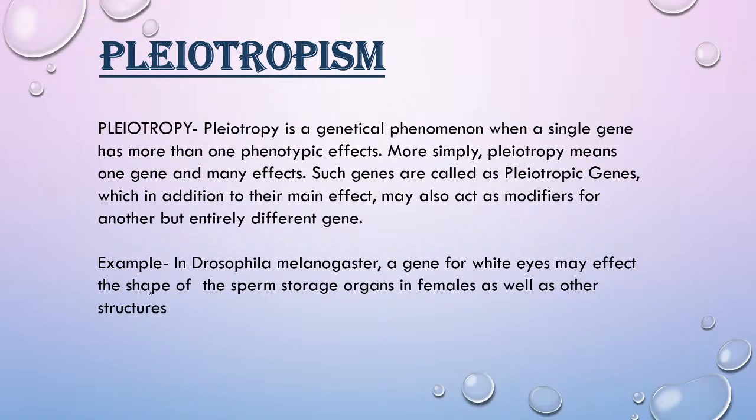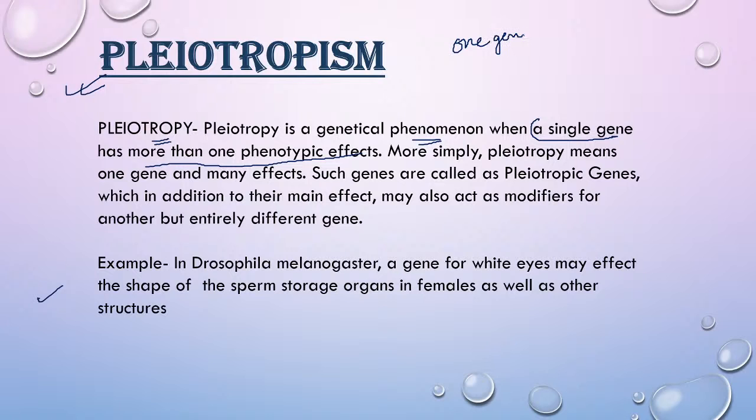Let's move on to the next topic, that is pleiotropism. So what do you mean by pleiotropy? Pleiotropy is the genetical phenomenon where there is a single gene but more than one phenotypic effect. Okay, so what did Mendel say?